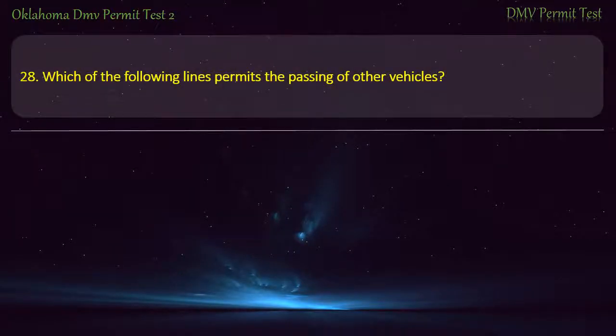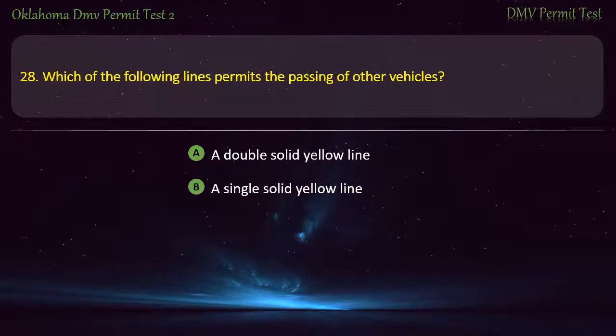Question 28. Which of the following lines permits the passing of other vehicles? A double solid yellow line. A single solid yellow line. A broken white line. A solid white line. Answer. A broken white line.